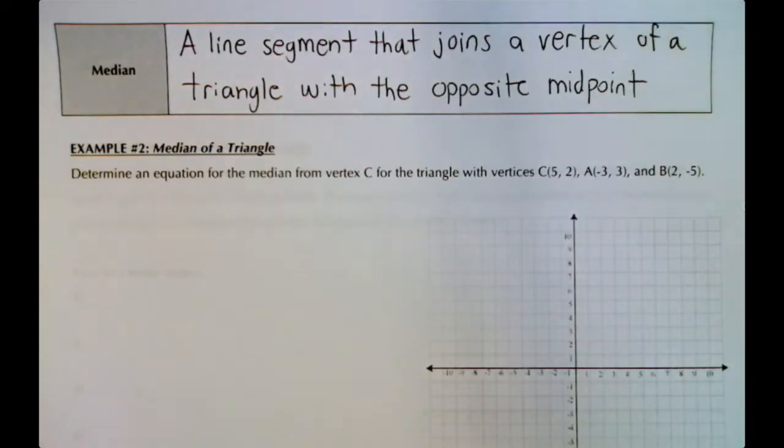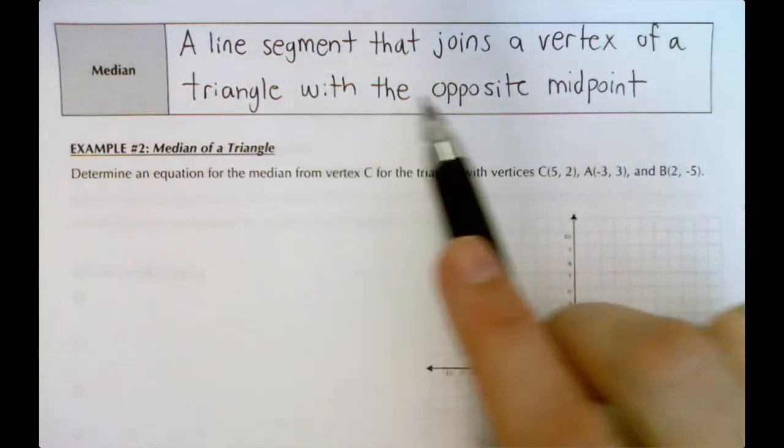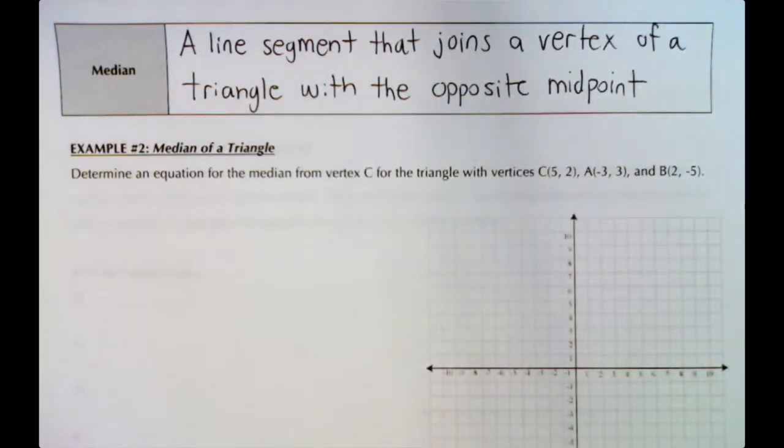Okay, this is lesson part 2 of 2.1 where we're going to look at finding the equation of a median. A median is a line segment that joins a vertex of a triangle with the opposite midpoint. So to demonstrate what a median looks like, I'm going to graph the three vertices or corners of a triangle, connect them, and then draw on a median.